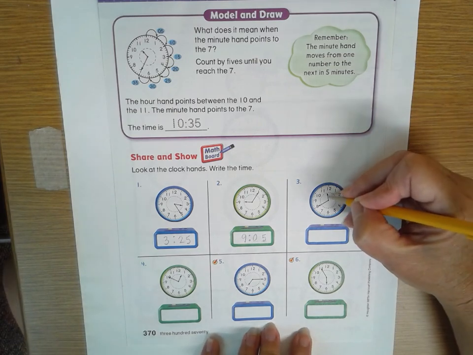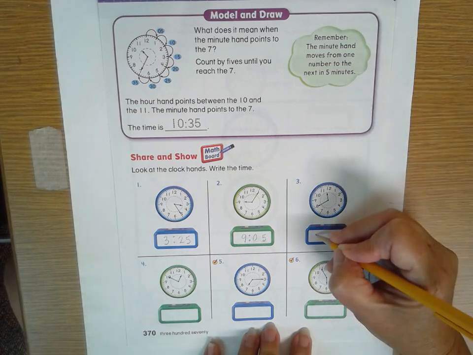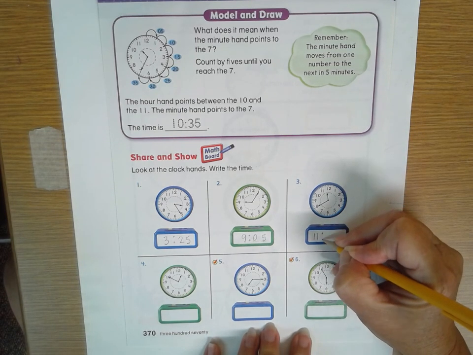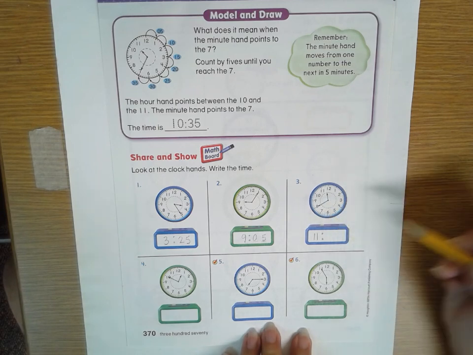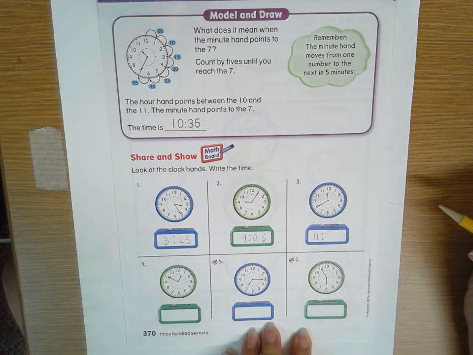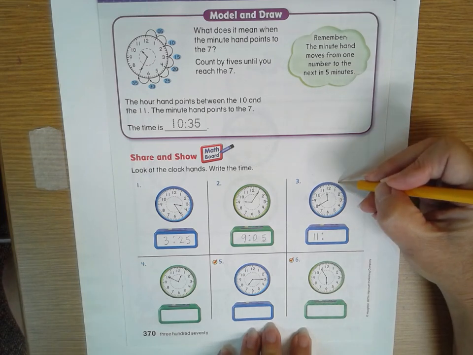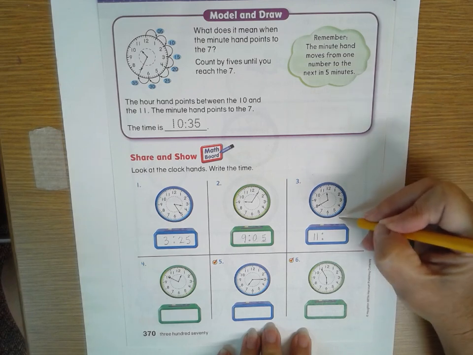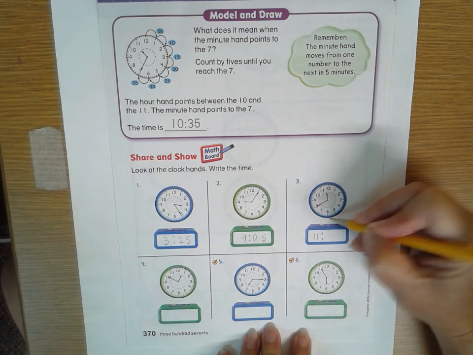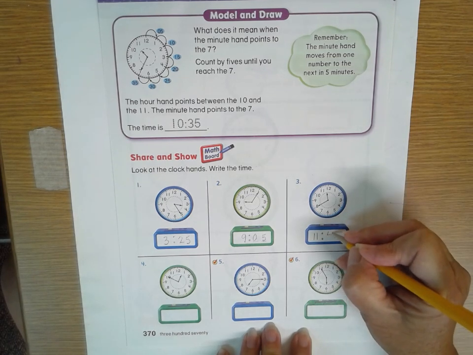Number 3, let's go to the hour hand first. We are in between the 11 and the 12, so I go to the number before, the 11, my colon, and my minute hand is pointing to the 8. So we need to count around. Start at the 12, 5, 10, 15, 20, 25, 30, 35, 40. 11:40.